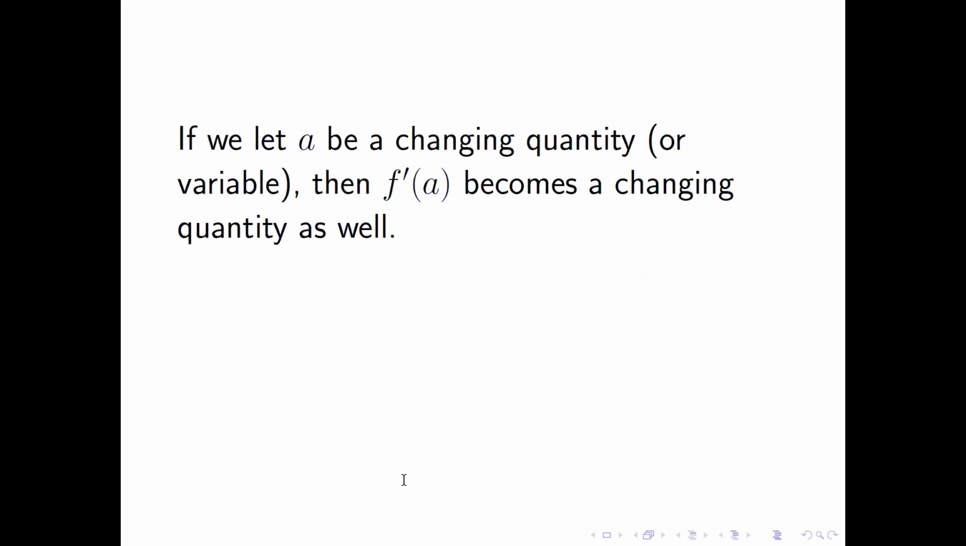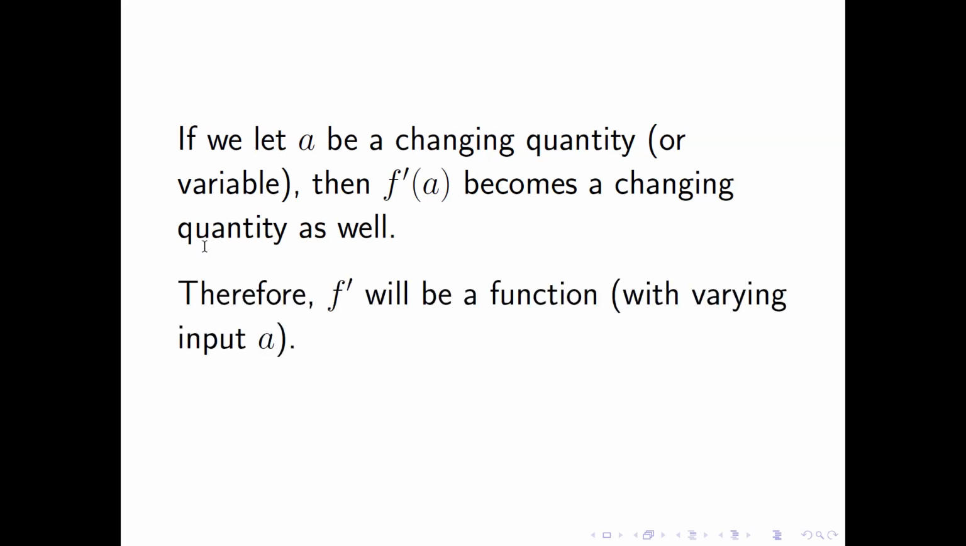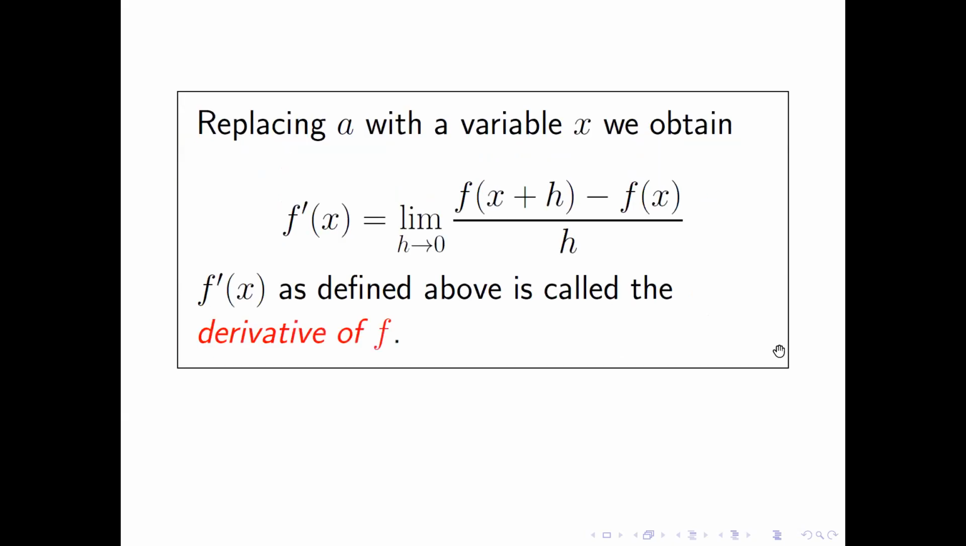So suppose that we have the specific point A, which is the changing variable. It means that our f prime of A, which is our derivative, is gonna be a changing quantity as well. So therefore, this function f prime will be a function whereby the input, which is the specific point A, will vary, will change over time. So suppose that we want to replace this specific point, which is A, with x.